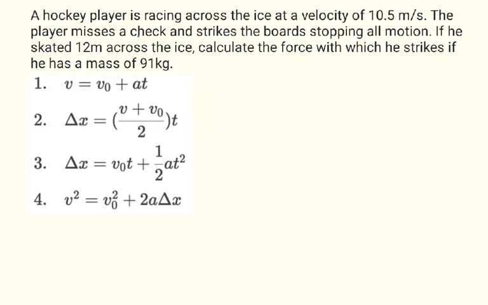So here we go. The question reads: a hockey player is racing across the ice at a velocity of 10.5 meters per second. The player misses the check and strikes the board, stopping all motion. If he skated 12 meters across the ice, calculate the force with which he strikes if he has a mass of 91 kilograms.